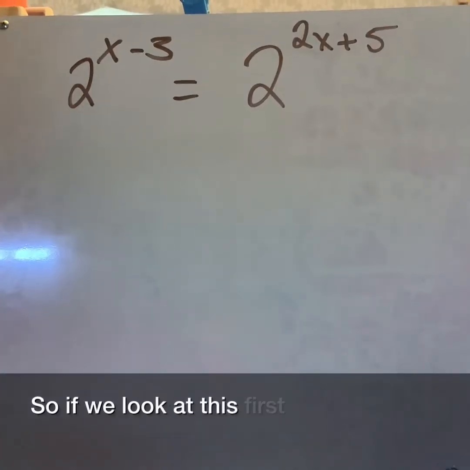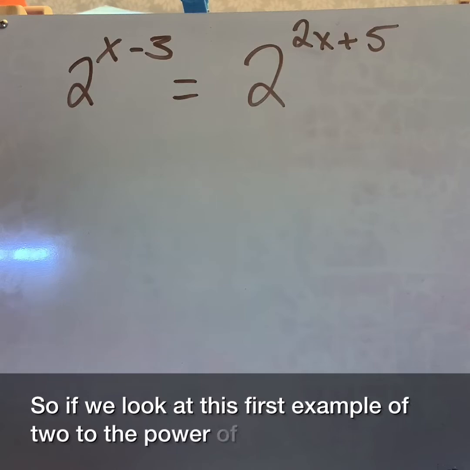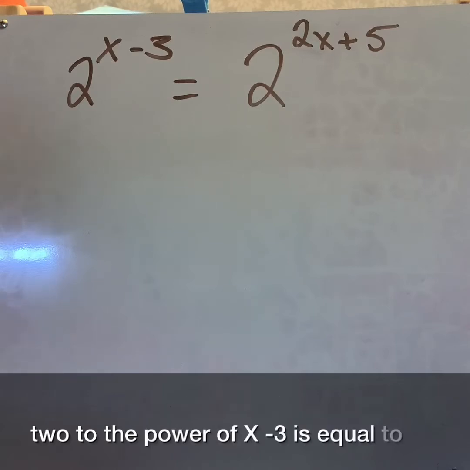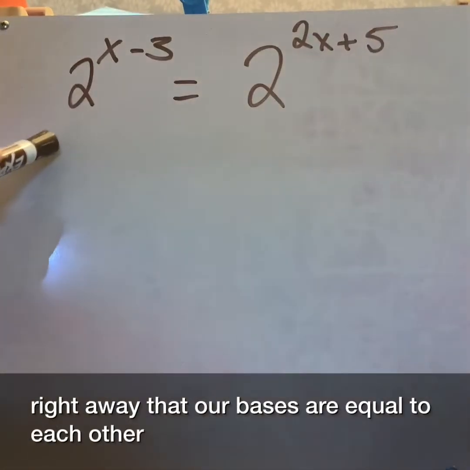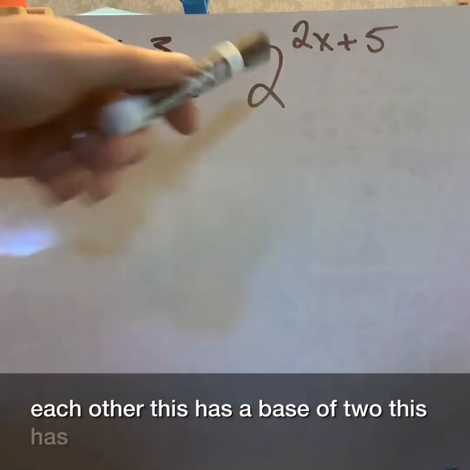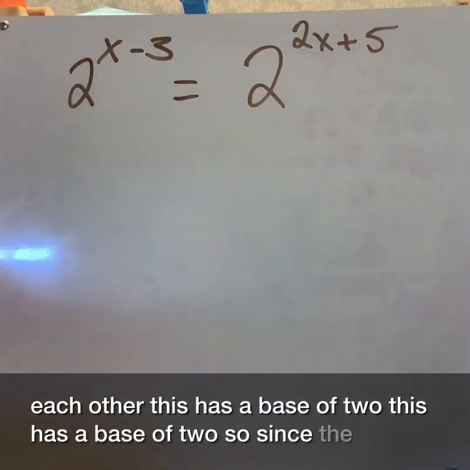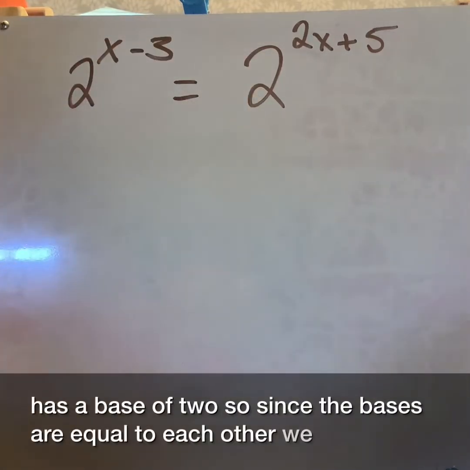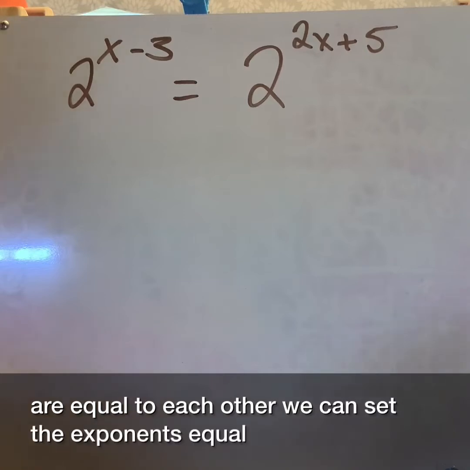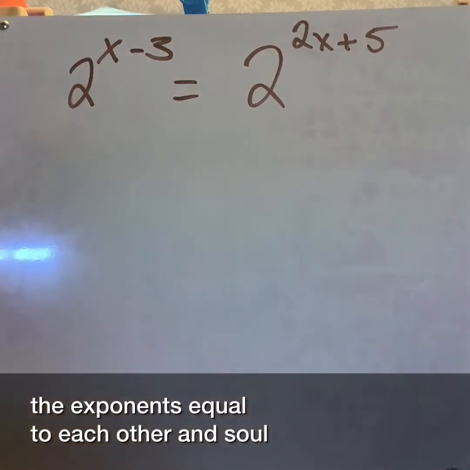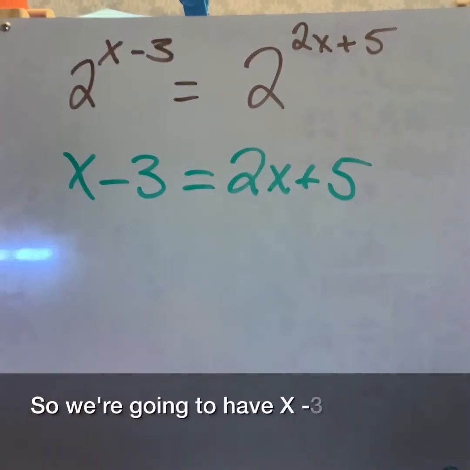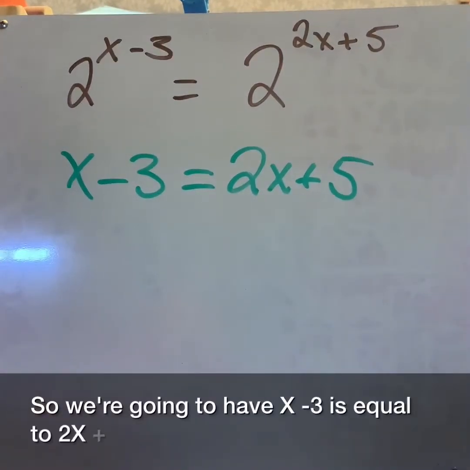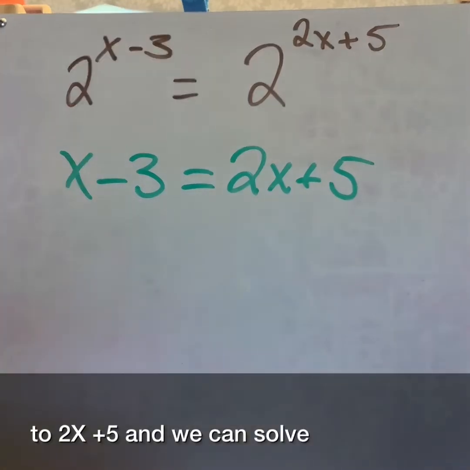So if we look at this first example of 2 to the power of x minus 3 is equal to 2 to the power of x plus 5, we can see right away that our bases are equal to each other. This has a base of 2. This has a base of 2. So since the bases are equal to each other, we can set the exponents equal to each other and solve. So we're going to have x minus 3 is equal to 2x plus 5, and we can solve for x.